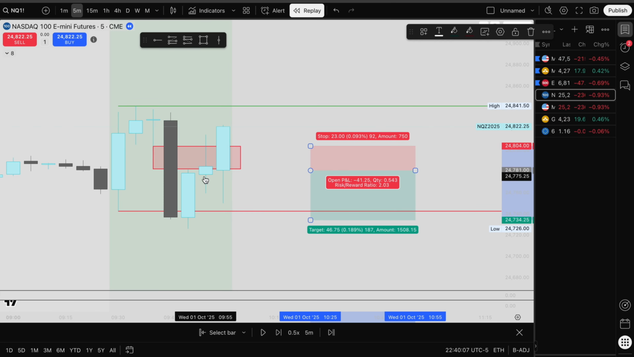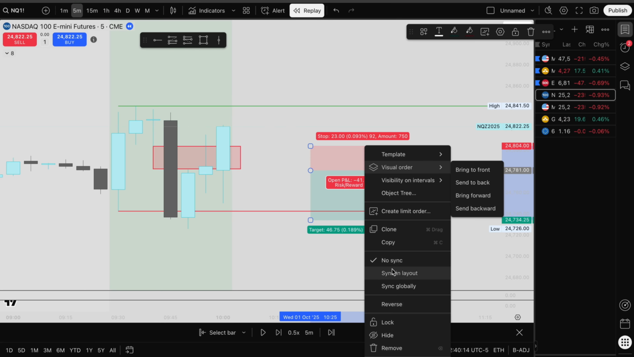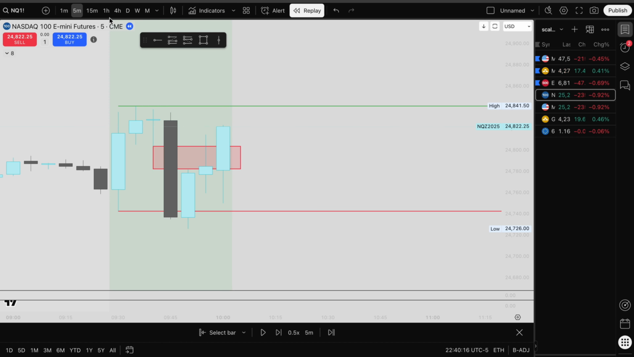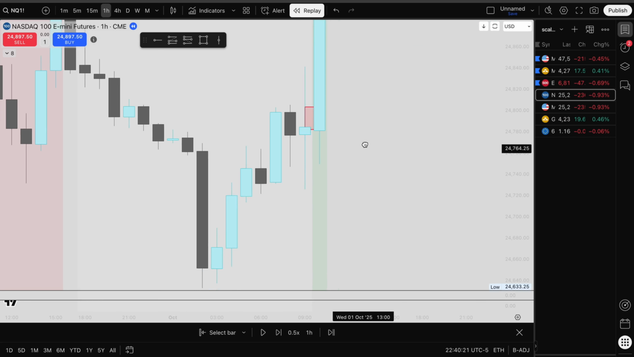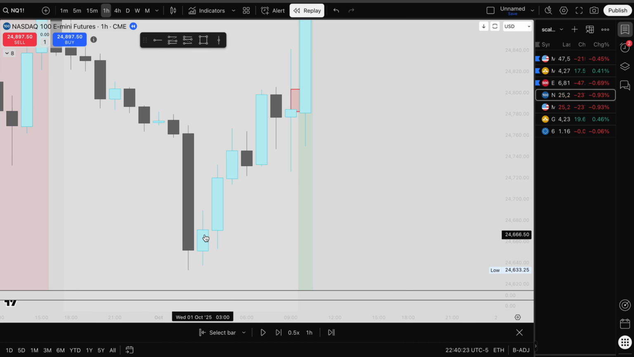Now, this could be considered a weak fair value gap because it wicked through, but I still think this is a valid entry. So why did this happen? And it's very simple. It's because we're not looking at higher time frame confluence. If we go to the 1-hour chart, you can see that price is actually bullish.